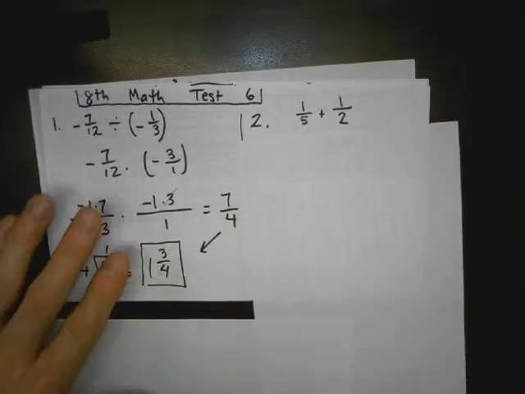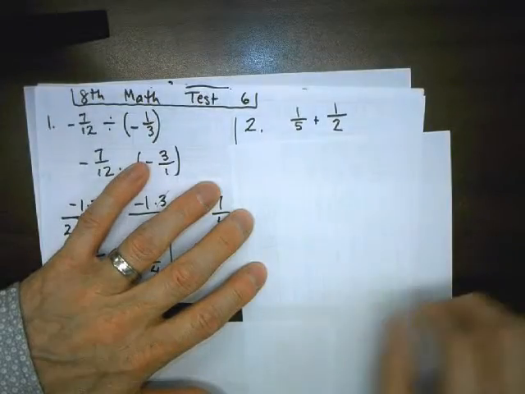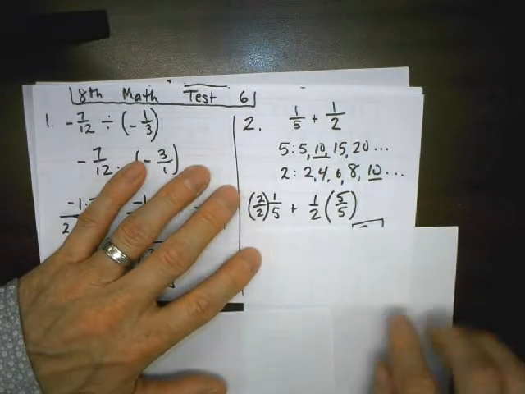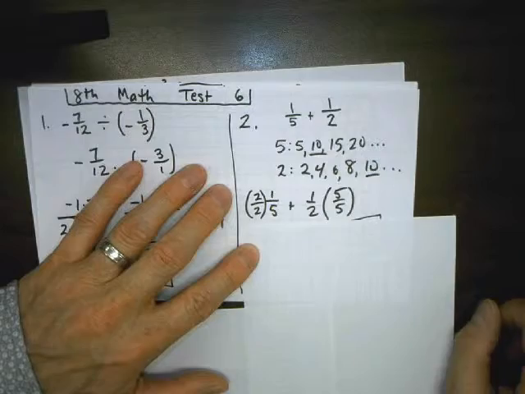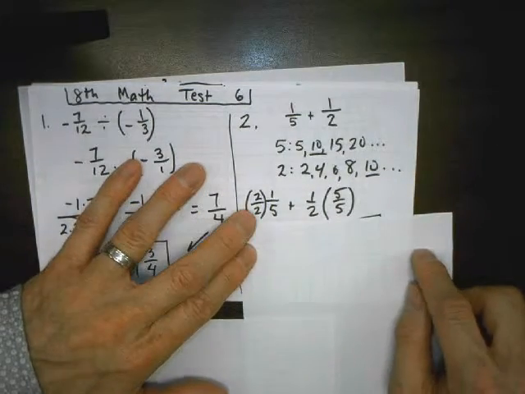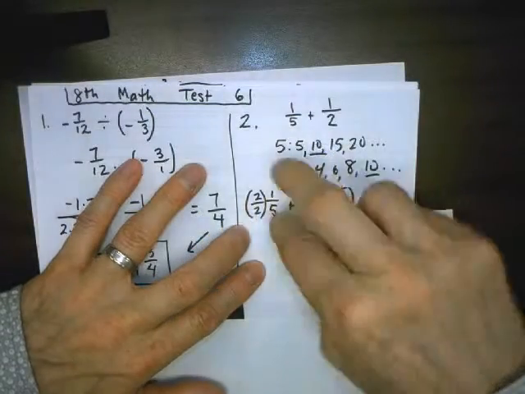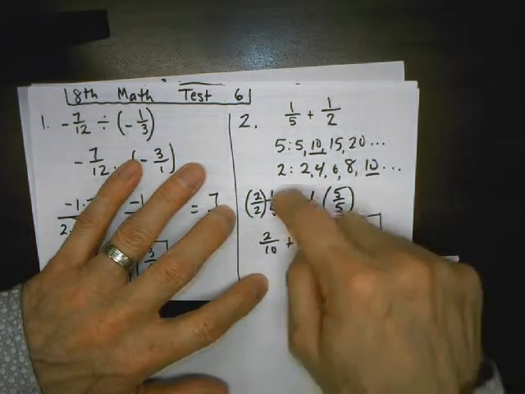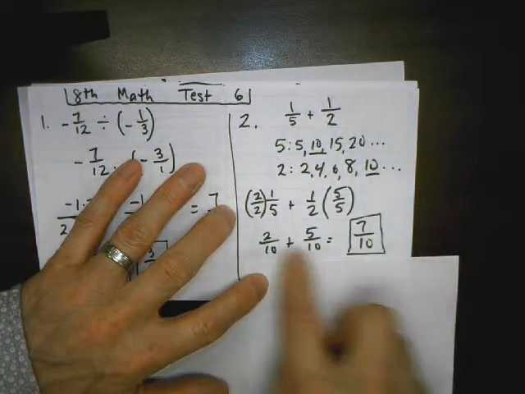Number 2, when we add these two, we need the same size pieces, our common denominator. So I look at the multiples of the bottom numbers. The first time they're the same is 10, so I'm going to multiply this by 2 over 2 to get 10 on the bottom here, and 5 over 5. Any trouble with that, just count 1, 2. That's where the 2 comes from. 1, 2, 3, 4, 5. That's where the 5 comes from. So 1/5 is 2/10. 1/2 is 5/10.